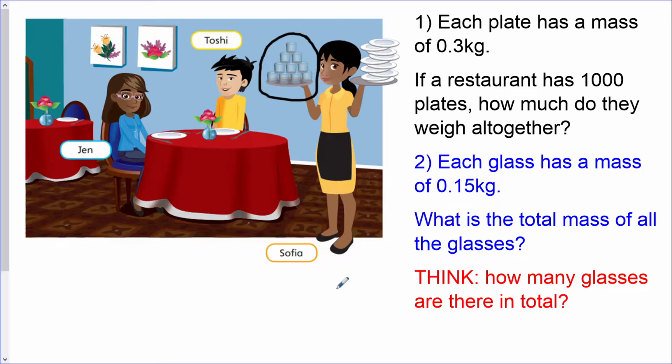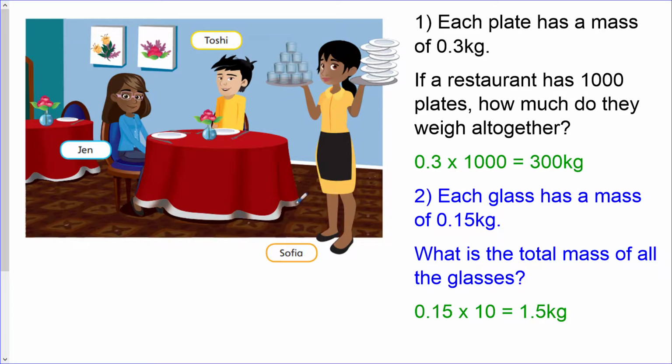Okay, so you should have had enough time there to go through, and you should have got two answers that we are now going to check. So for question number 1, we knew that one plate weighed 0.3 kilograms, and we wanted to know how much 1,000 plates would weigh. So for this we should have done the calculation, 0.3 multiplied by 1,000. Here we should have remembered that times moves forward, and we should have remembered to count our zeros to know that there are 3 jumps. And if we'd done that, we'd have got the answer of 300 kilograms as the total weight of all 1,000 plates.